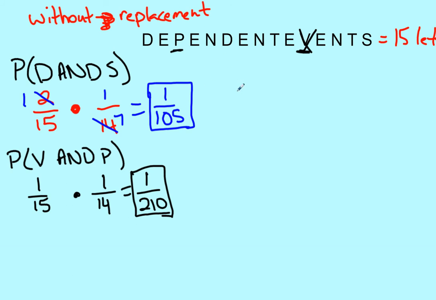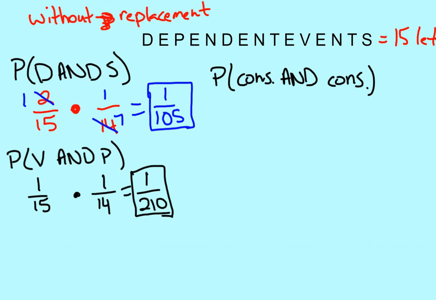So the next one says, what's the probability you'll draw 2 consonants, which means we want the probability of a consonant and then another consonant. We remember that consonants are all of our letters that aren't vowels, so we can mark these off here. Not a vowel. So that's 5, 6, 7, 8, 9, 10. So we have 10 consonants, which means we have 5 vowels.